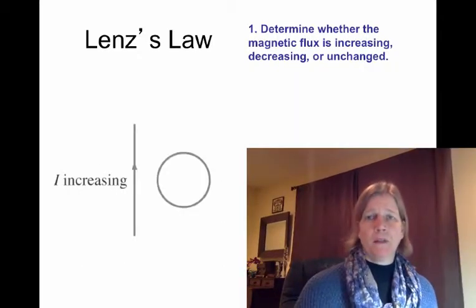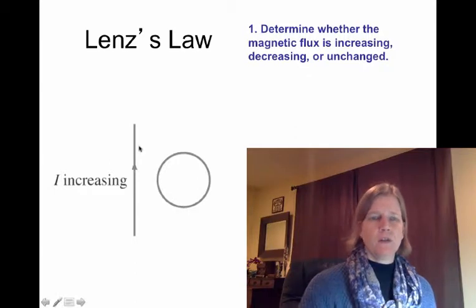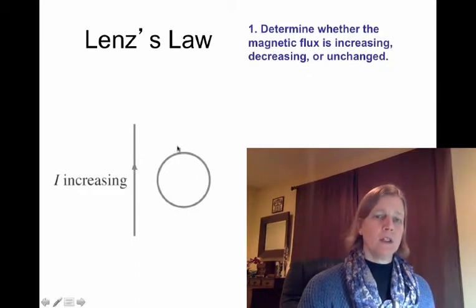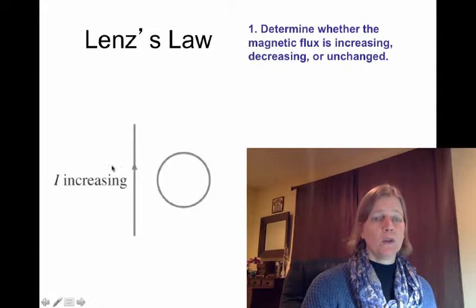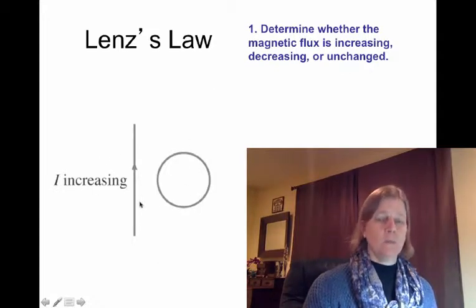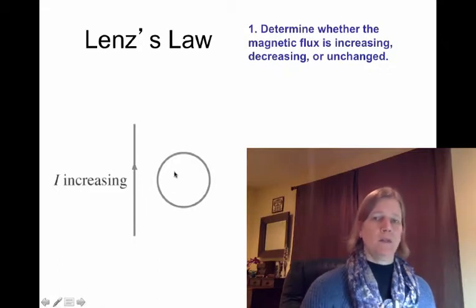All right. Another one. Determine whether the magnetic flux is increasing, decreasing, or unchanged in this scenario. So again, we're trying to figure out the direction of the induced current in this coil, if any, and we go through our 3 steps as outlined in the book. If the current in the wire is increasing, then the magnetic field generated by that moving current is increasing. So we have an increasing magnetic flux.